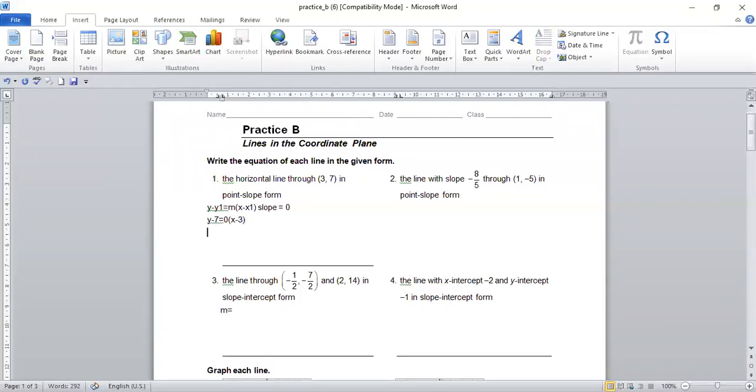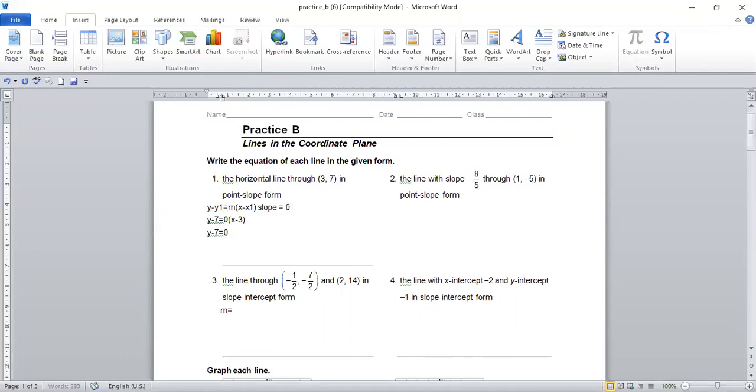To further simplify this point slope form, we need to write our answer as y minus 7 equals 0. It's clearly understood the slope is 0, and the value of x1 can be anything, but they need the answer in point slope form. So this is going to be the point slope form for you.